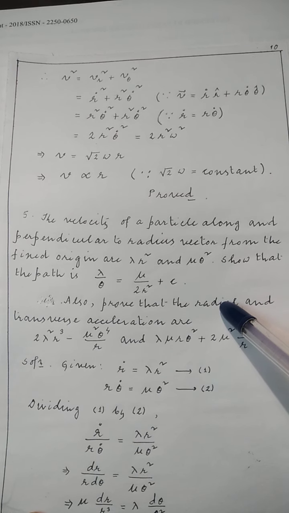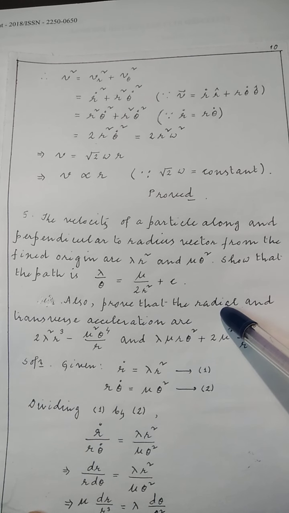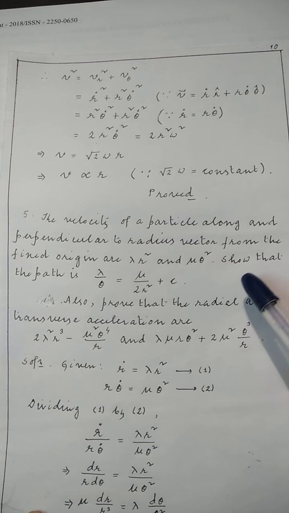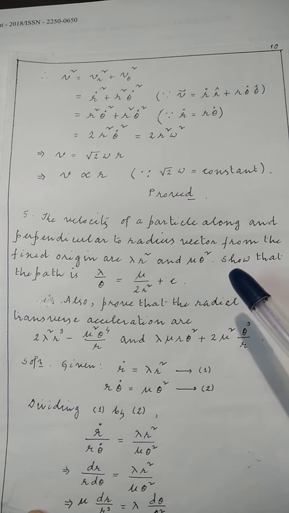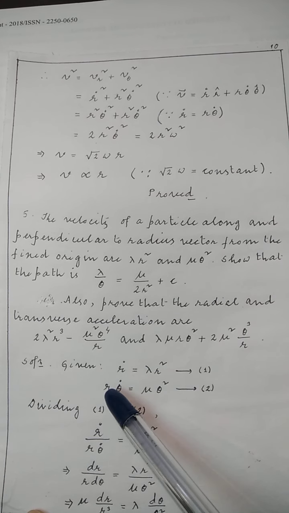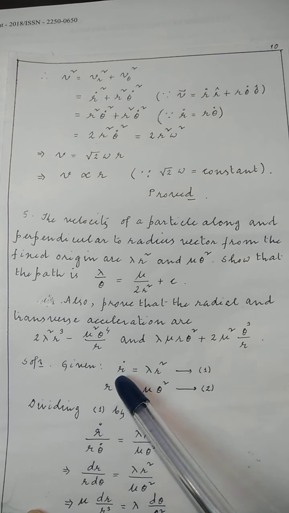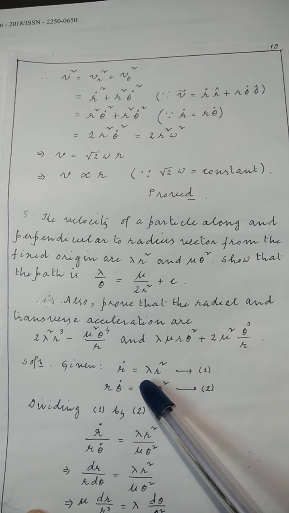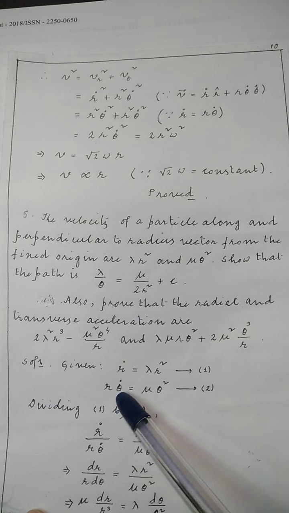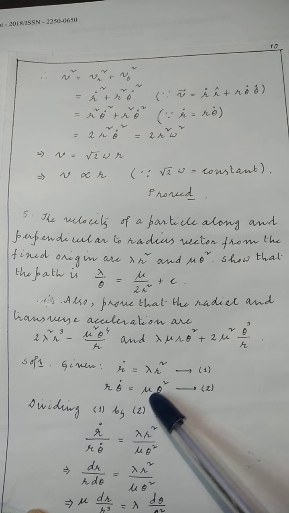So this problem is similar to the previous problem. But here first we will find out the equation of the path of the particle. So here see what is given, the components of velocity along the radial and transverse direction is given. So components of velocity along radial direction is given by r dot. So what is r dot according to the question? R dot is equal to lambda r square, and the components of transverse velocity is r theta dot, and it is given according to question r theta dot is equal to what? It is mu theta square.